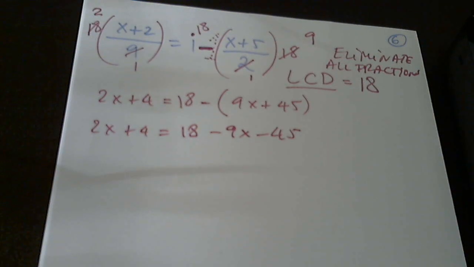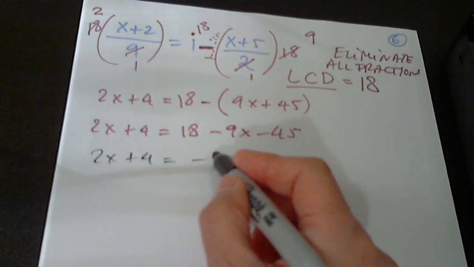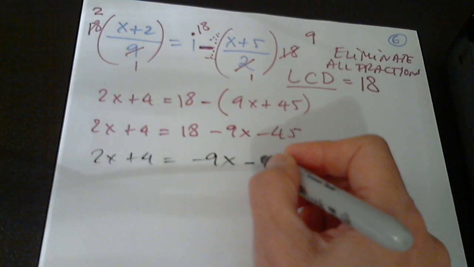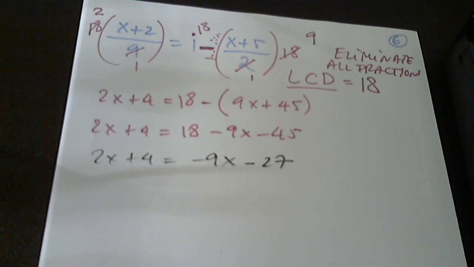So any questions on these steps? Do we understand what we're doing here? Yes. Perfect. Good. So now, combine like terms. I have 2x plus 4. I have negative 9x. And negative 45 with 18. What is it? Negative 20? Is it negative 27? Correct me if I'm wrong. Not just now, anytime. So negative 45 plus 18.